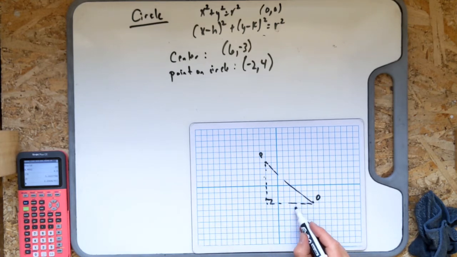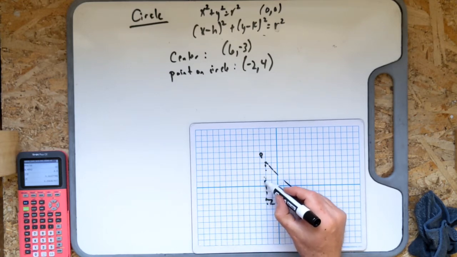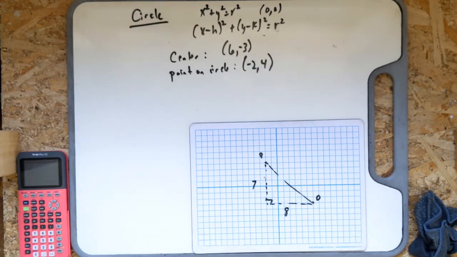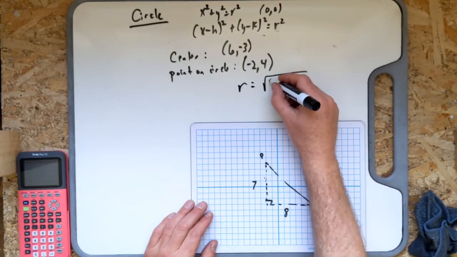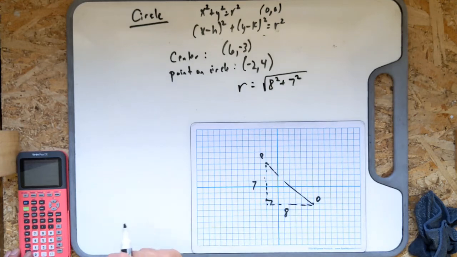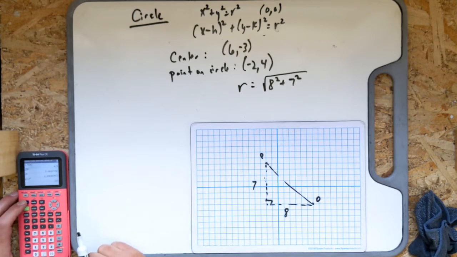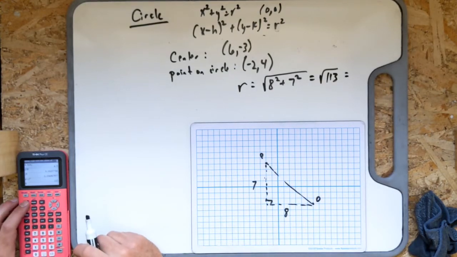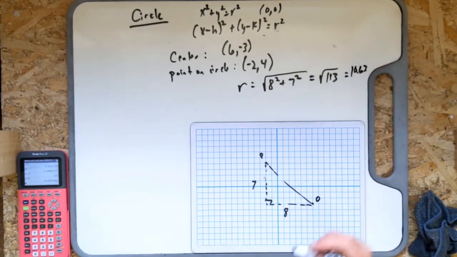This distance here is 6, and then another 2, so that's 8. And this distance here is 2, 4, 6, 7, it looks like. It's 4 minus negative 3, or 7. So the radius is the square root of 8 squared plus 7 squared. You can leave it as a radical if you want, or write it as a decimal. So radical 113. Actually leave it as radical 113, and I'll write it as a decimal as well. Radical 113 is 10.63, and that gives me my radius.